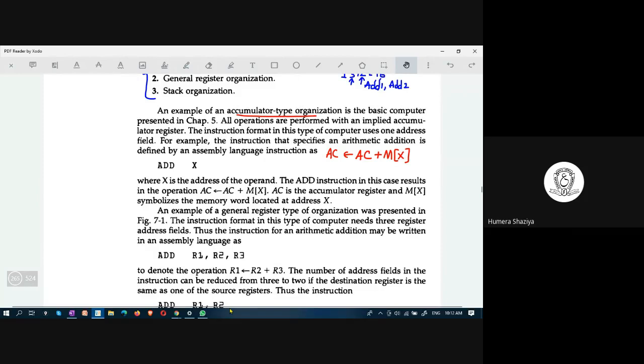One operand is assumed to be in the accumulator. Another operand is in the memory specified by address x. Add is the operation. This is single accumulator type organization in which you have got a single address. This is an example for the first type.